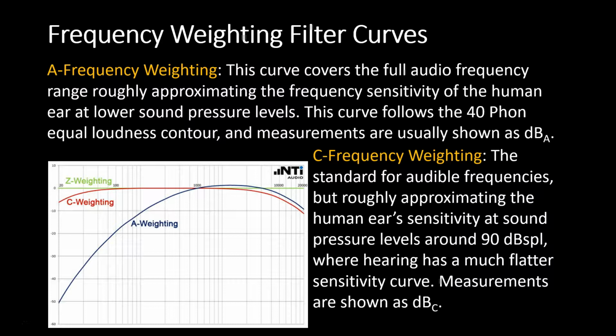The A weighting curve covers the full audio spectrum range, roughly the frequency of sensitivity of human hearing, and it follows the 40 Phon equal loudness contour from the equal loudness contour chart we saw before, and it's usually shown as dBA or dBSPLA. And the C weighting is roughly the way our ears hear at right around 90 dBSPL, and that will be abbreviated as dBC or dBSPLC.